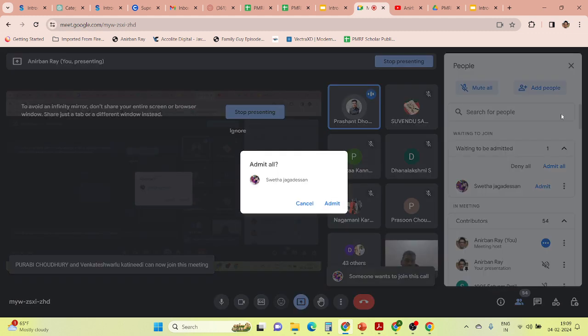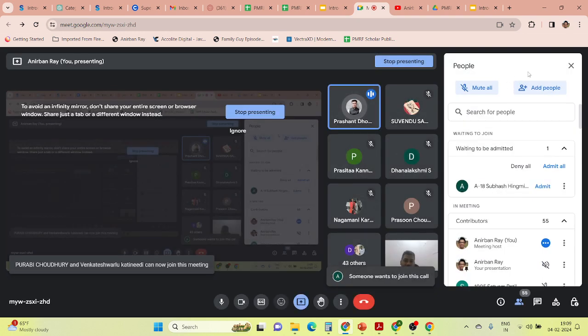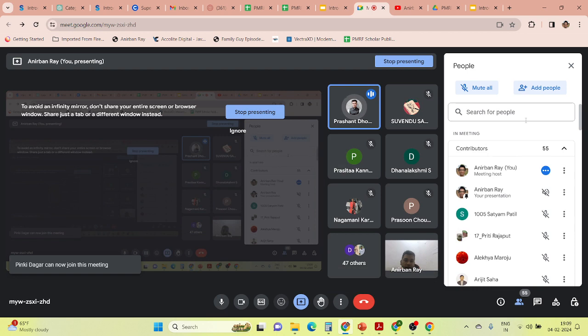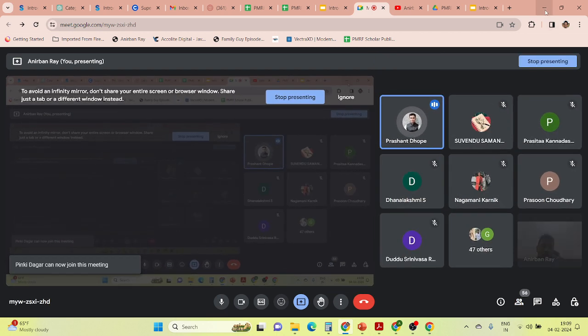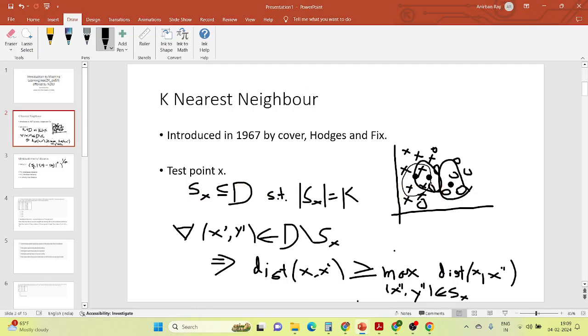Sir, one question. Every algorithm requires a data set, right? So for example, KNN requires the data set during the training phase. During inference, what does inference mean?